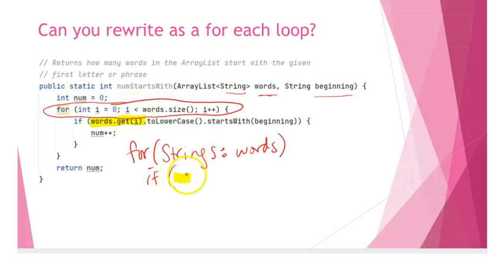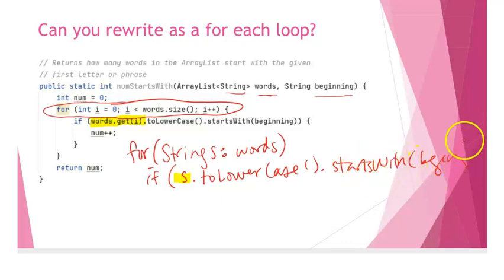So I'm going to say if S dot toLowerCase dot startsWith beginning, pretend this is beginning, then I'm going to do num plus plus. So we can see that the logic is the same. It just made our syntax a little bit easier, which is super helpful when you are writing your own code for your FRQ problems.